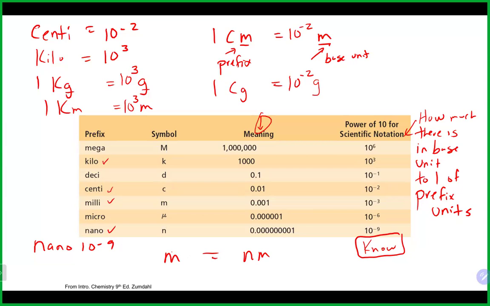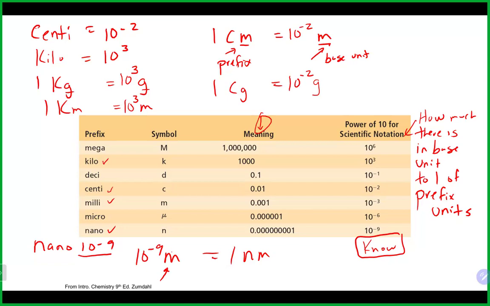Okay, so again, nano, 10 to the minus 9, is how much there is in the base unit. Meters by itself is the base unit. So there would be 10 to the minus 9 meters in 1 nanometer. That would be the proper way to do that. Any questions on how to properly use that?